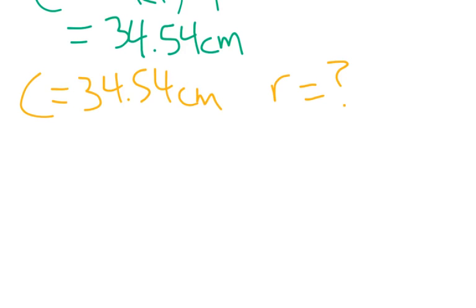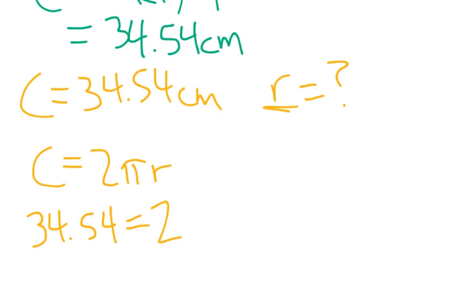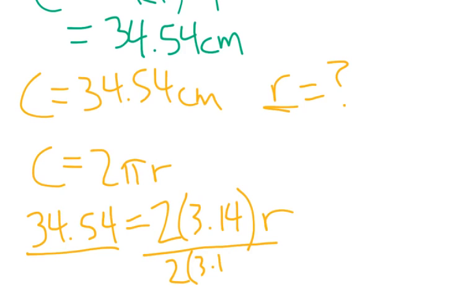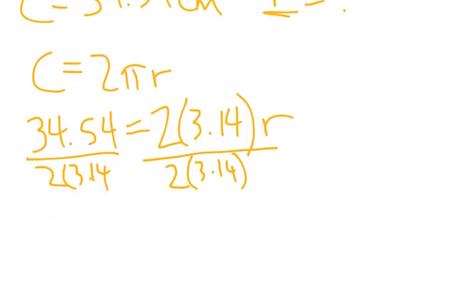Well, again, we use the information that we're given. And since I'm looking for radius in this case, circumference is equal to 2 pi r. And I plug in my information. 34.54 is equal to 2 times 3.14 times r. And what I have to do is solve for r. So I'll have to divide by 2 times 3.14, divide by 2 times 3.14, and we end up getting r to equal 5.5. And that'd be in centimeters.